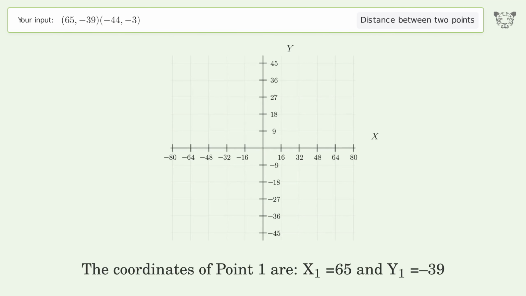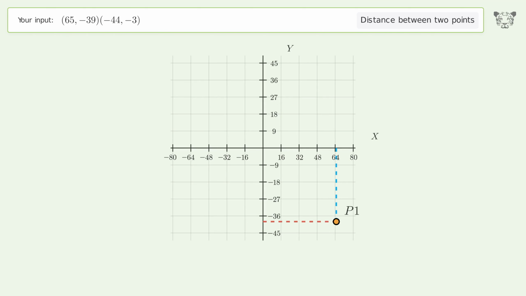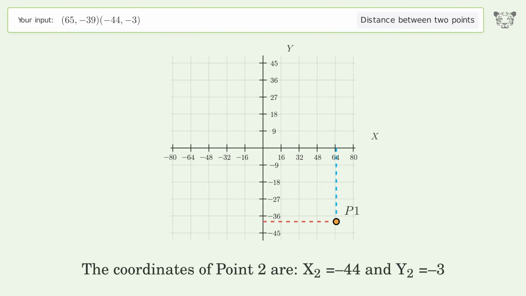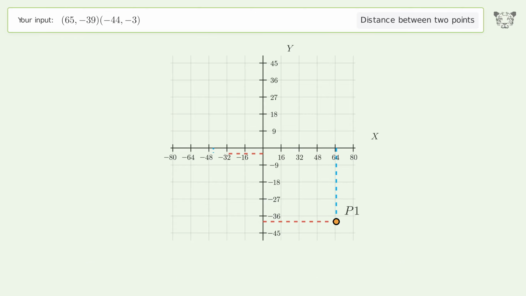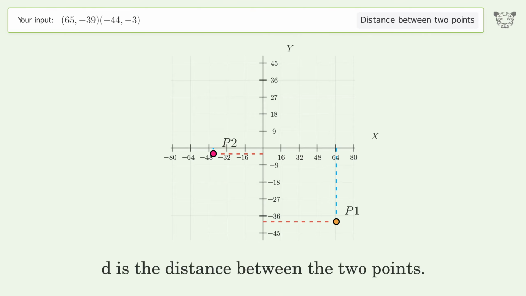The coordinates of point 1 are x1 equals 65 and y1 equals negative 39. The coordinates of point 2 are x2 equals negative 44 and y2 equals negative 3. D is the distance between the 2 points.